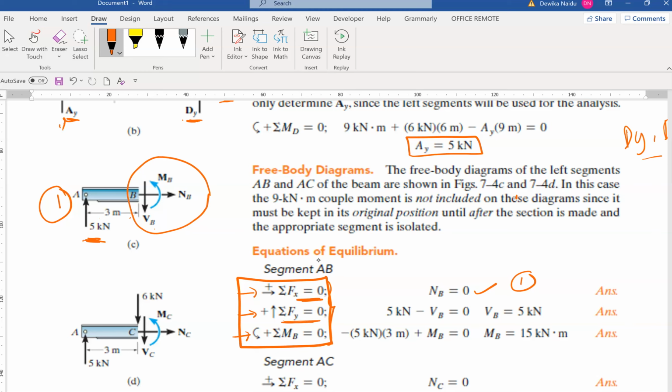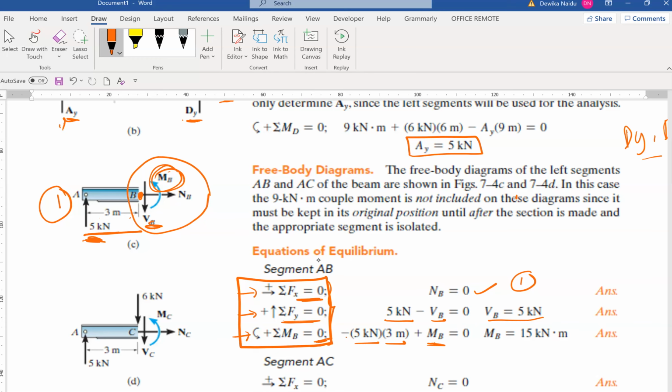So in this case, what do you have? You have your 5 and you have your VB pointing down, which means when you solve it, VB becomes 5 kilonewton. Okay, settled. The next part is to solve for the moment. So the summation of moments at B is 0. Because you are taking moment at B, so what happened? 3 minus 5 multiplied by 3, and then you have an existing moment which is MB.